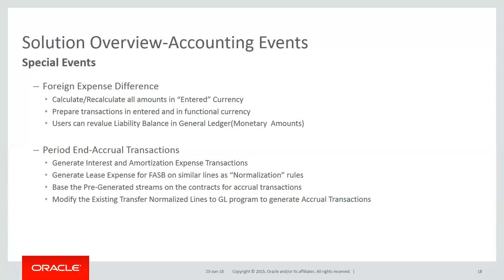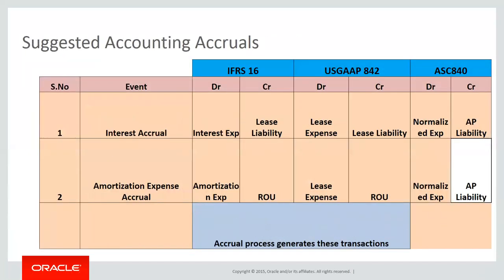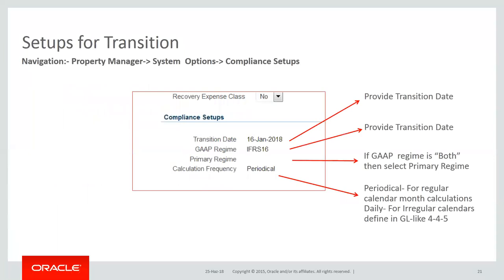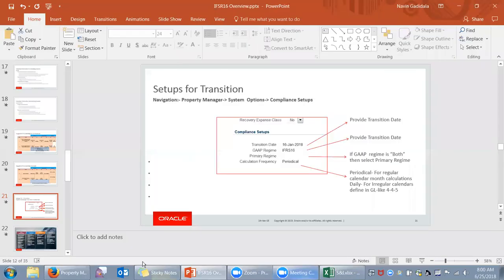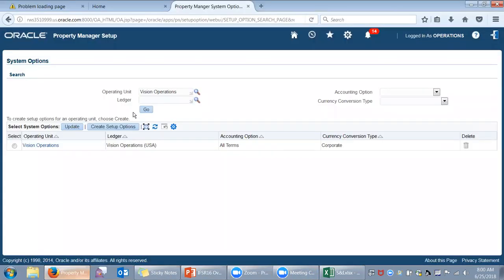Okay, I think let me move along a little bit. So how do you trigger the phase 2 solution? Now I'll be spending most of my time in the application. The same system options screen has now been enhanced.